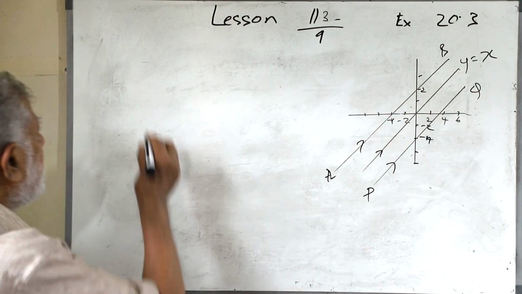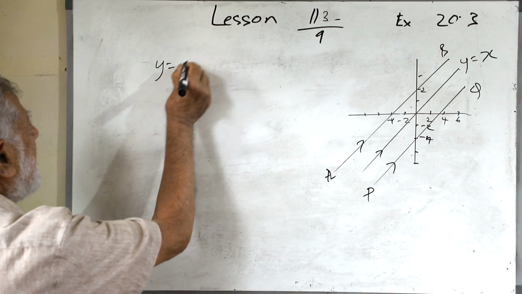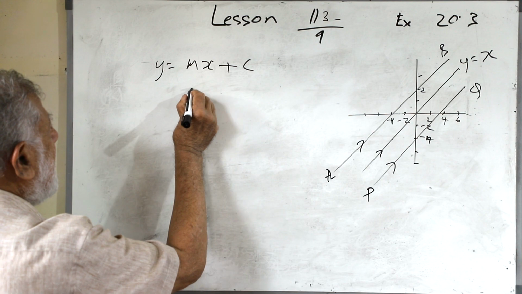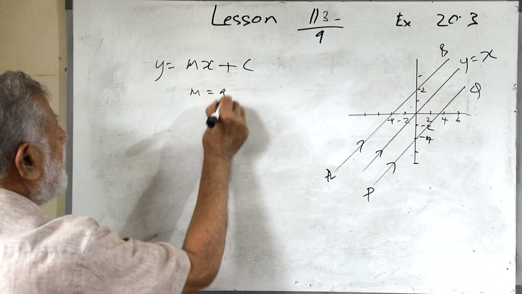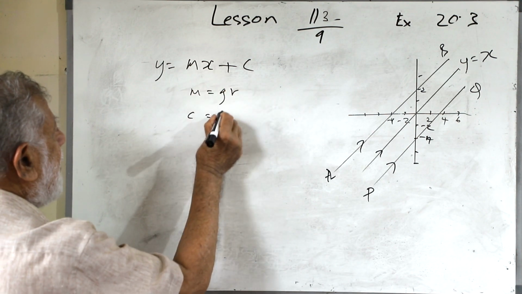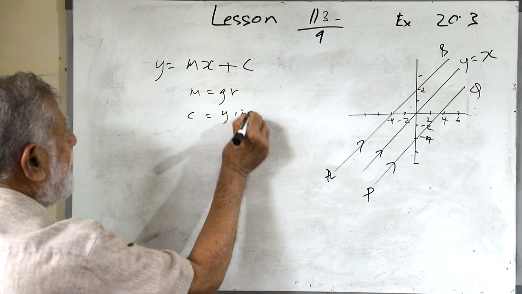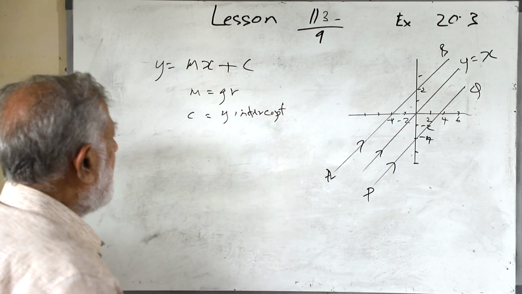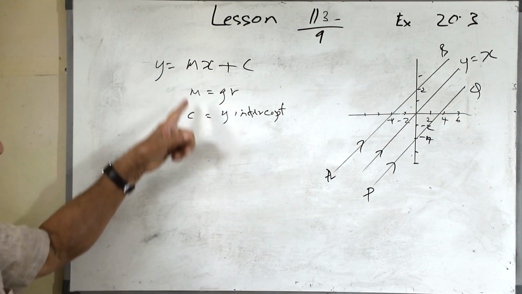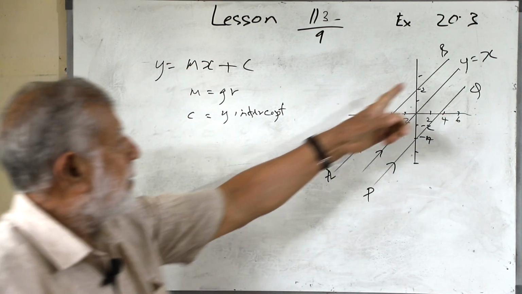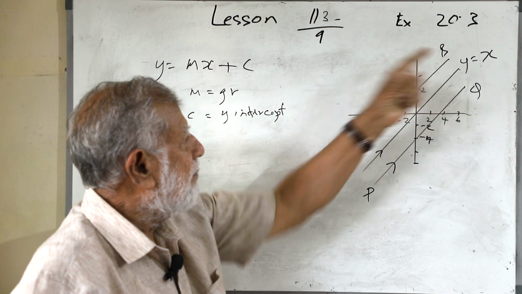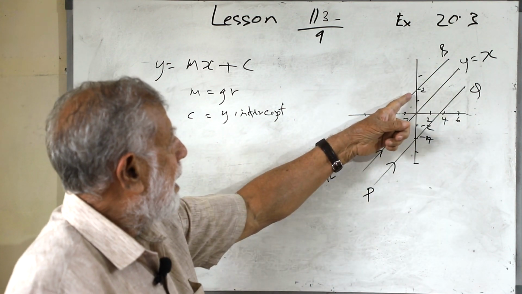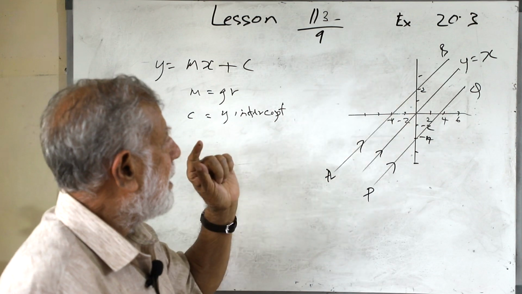Now when you have an equation y is equal to mx plus c, we know that m is the gradient, and c is the y-intercept. We studied this earlier and we know that very well. We know that in this equation m is the gradient. So here y is equal to x means the gradient is 1. So because the lines are parallel, here also the gradient should be 1.